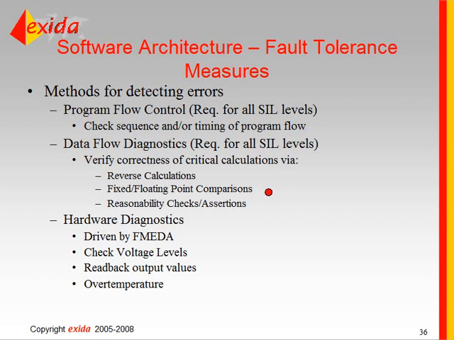Another one is fixed floating point comparisons. You can repeat a calculation using both fixed point and floating point methods and make sure they come out close. Or another one is just reasonability checks. Normally, you might have a limited range where a calculation should result in, and if the result is outside that range, you know that some error has occurred. And then hardware diagnostics that are implemented in software, which are driven by the FMEDA. The strategy for that would be defined at this point.